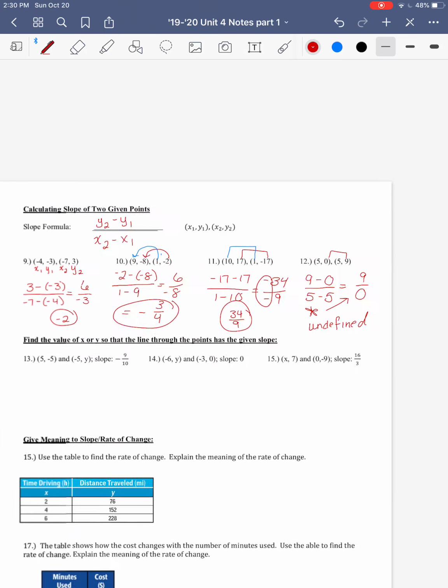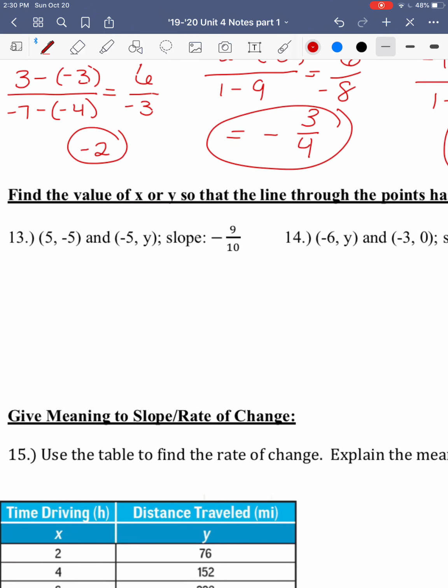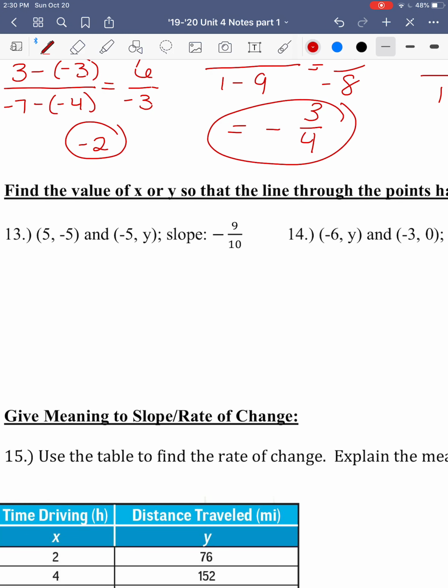Now, what happens if I have to work a little backwards? What if I'm given the slope and I'm going to find the missing piece? Well, we can use proportions to figure that out. So I'm still going to use my equation. I'll do y minus -5, so y minus -5 all over -5 minus 5.